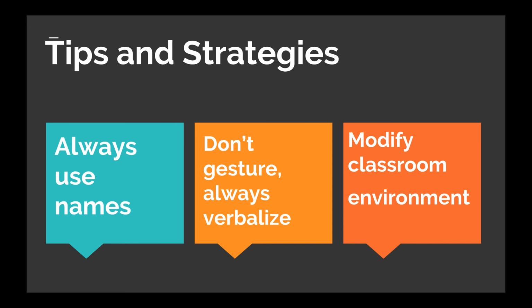Another very important strategy teachers can use is to modify their classroom environment, such as preferential seating, allowing students to sit at the front of the room to more easily see the board, eliminating clutter and background noise, and eliminating the glare from overhead lights.